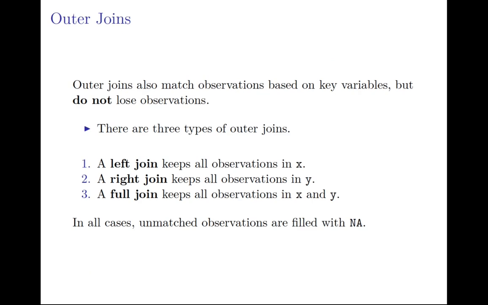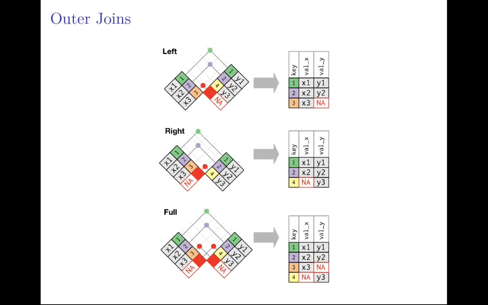Outer joins are a bit different in that they also match observations based on key variables, but they don't lose those observations. There are three types of outer joins as well. A left join keeps all observations in X, a right join keeps all observations in Y, and a full join keeps all observations in X and Y. In all cases, unmatched observations are filled with an NA. So here you can see a left join, a right outer join, and a full outer join.